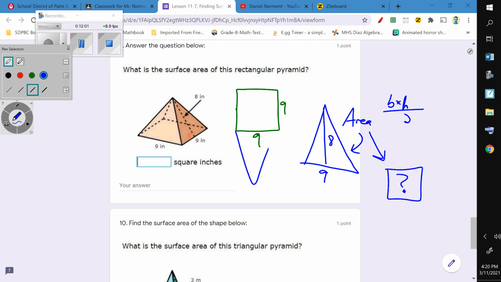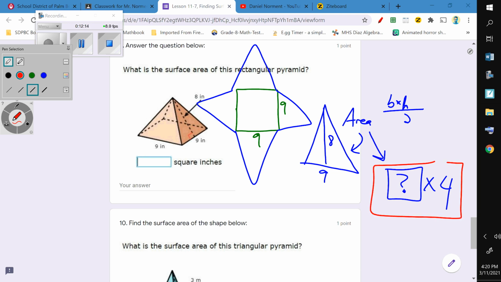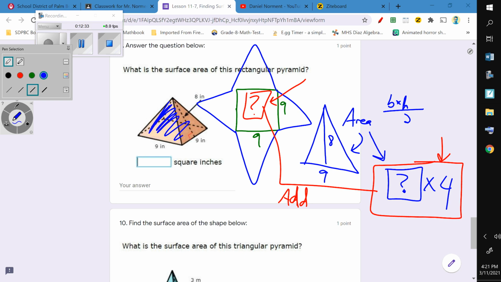Remember, you have 4. That's a square pyramid. So you're going to multiply that number times 4. So you're going to find the area of those 4 triangles, multiply it times 4, because all 4 triangles will have the exact same area. And then this number plus this number will be added together. And then once you add those numbers together, you have your total surface area, which would tell you, like if somebody wanted to paint all of this, every side, front, back, side to side, top, bottom, how much paint would they use in square inches? That's what the surface area would tell you.